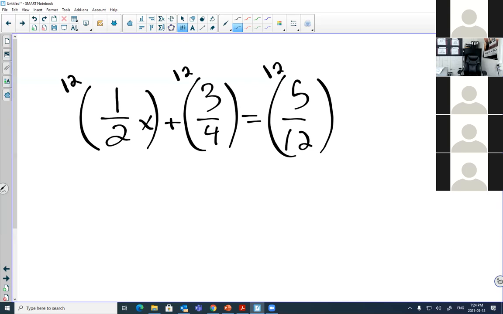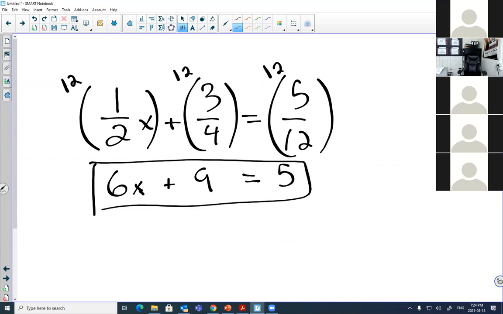What's 12 times 1? 12. Divided by 2 is? 6. So 6x. Okay. What's 12 times 3? 36. Divided by 4? 9. 12 times 5? 60. Divided by 12 is 5. Yeah, that. Now, that is way easier to solve, isn't it?